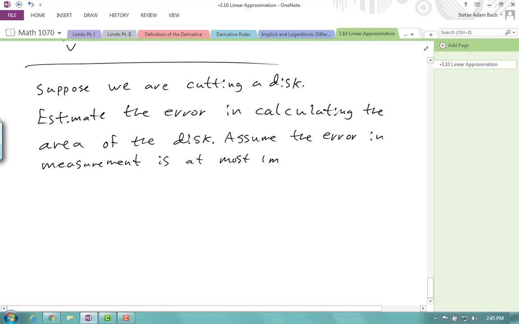So let's suppose we are cutting a disc to have a radius of 4 centimeters. And I want to estimate the error in calculating the area of the disc, assuming that the error in measurement is at most 1 millimeter. And here 1 millimeter is equal to 0.1 centimeters. So this is a differentials problem.